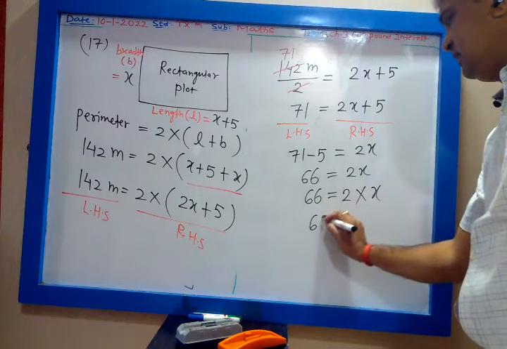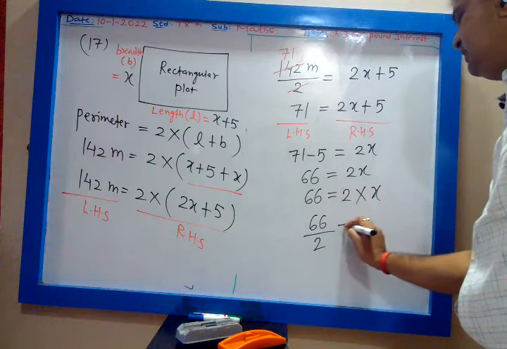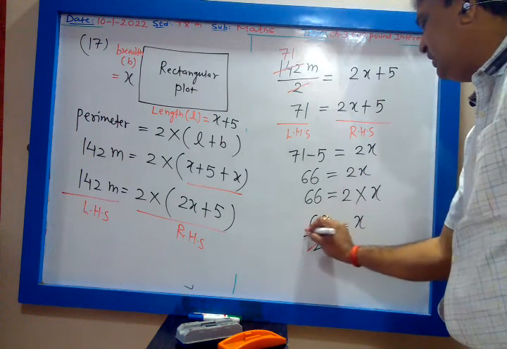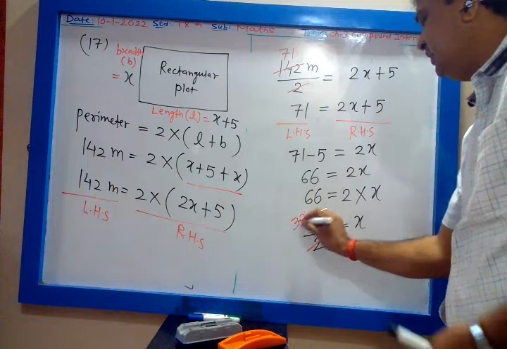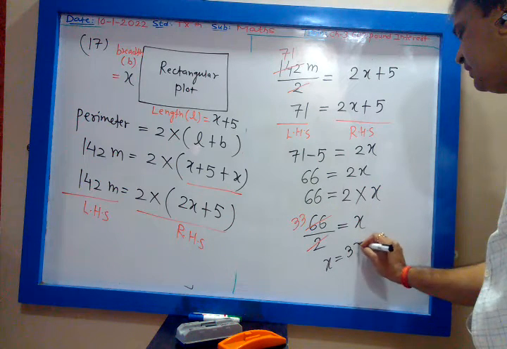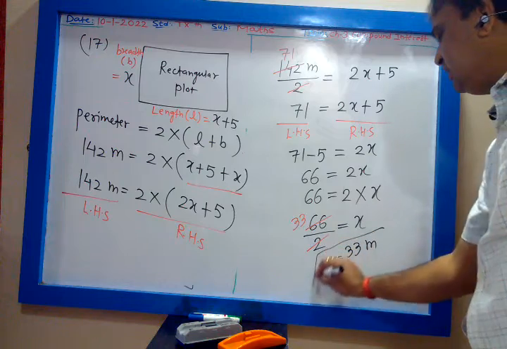So 66 divided by 2 is x. X is equal to 33 meter. Okay, so x is equal to 33 meter.